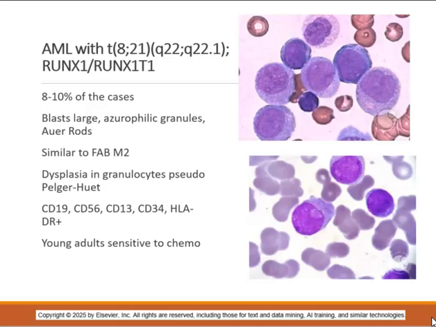Now, usually what we'll see in these patients is the granulocytes look like Pelger-Huet. I mean, it isn't Pelger-Huet, but they call it a pseudo Pelger-Huet. In other words, they're hypo-segmented. The CD markers that we see with those are CD19, 56, 13, and 34 with the HLA-DR positive. Usually this is seen in younger adults, and they have excellent treatment response with chemotherapy for this.